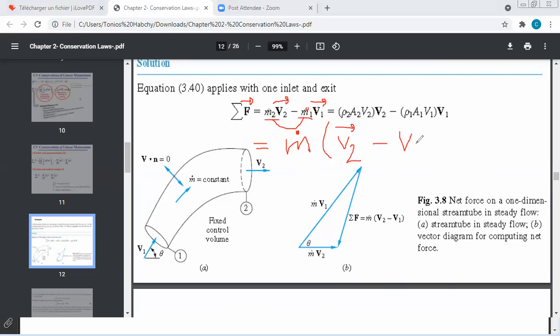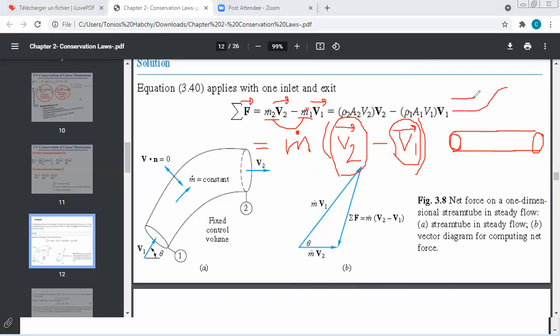So the only case for which the sum of forces will be zero is when the velocity vector 2 is equal to the velocity vector 1. This is only applicable if you have a rectilinear tube, or I can have it curved if you want, but it should be curved in a way that, for example, like this. This is a curved tube, but at the inlet and at the outlet, the velocity vector is the same.